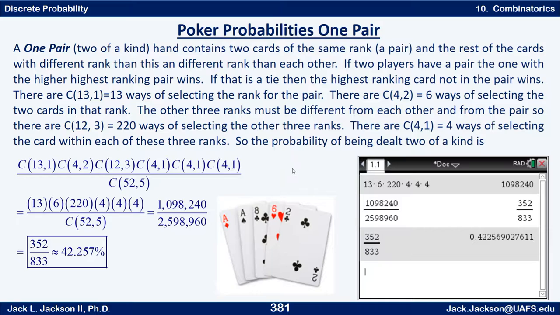And we see here, first of all, you have to pick the rank for the pair. There are 13 ways of choosing that, 13 choose 1, so that's 13 ways. Then you have to pick the two cards in that rank. There are 4 cards to choose from, and you're choosing 2 of them, so it's 4 choose 2 equals 6 ways of doing that. Now, you have to pick the next 3 ranks.